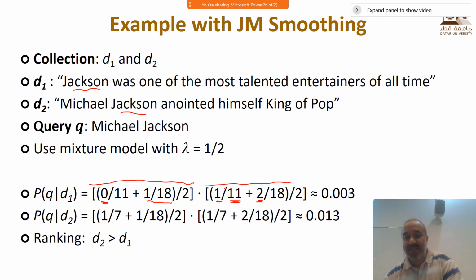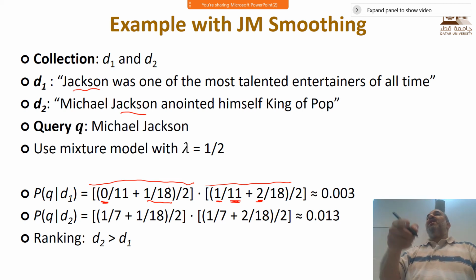And if that's the case, then document 2 seems to be more relevant and will be ranked higher than document 1. Any question about how we calculate these probabilities? Yes. Lambda is half, that's why we multiply by half both. If lambda was not half, we would have multiplied it in each side. By the way, good that you remind me.